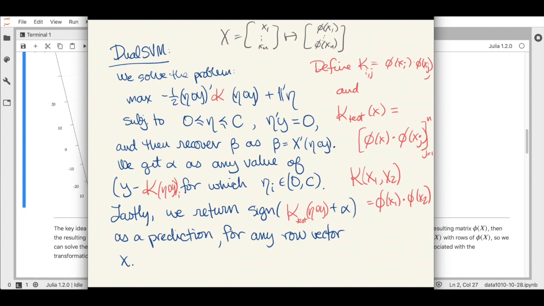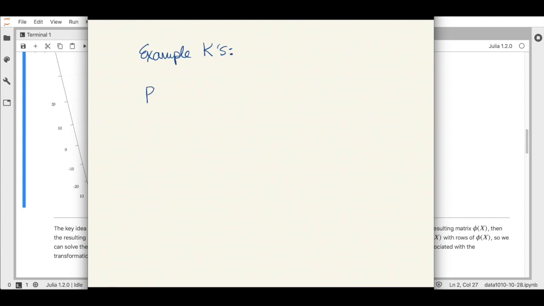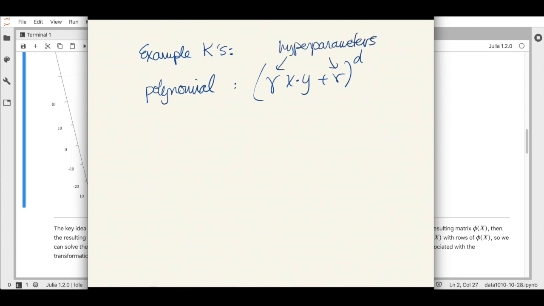And you might think it's going to be quite tricky to work out what this function k is without thinking about phi, but actually there's a theorem that allows us to just throw in the k that we want and know that there is some phi that corresponds to it. So some example kernels, like the polynomial kernel of degree d, which is equal to gamma times x dot y plus r all raised to the d power. And here, gamma and r are hyperparameters that can be set. There's also one involving a Gaussian, which is called a radial basis function.